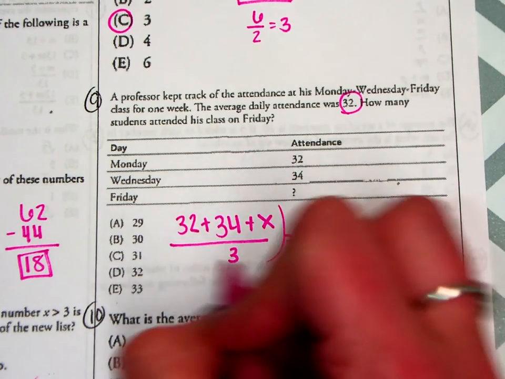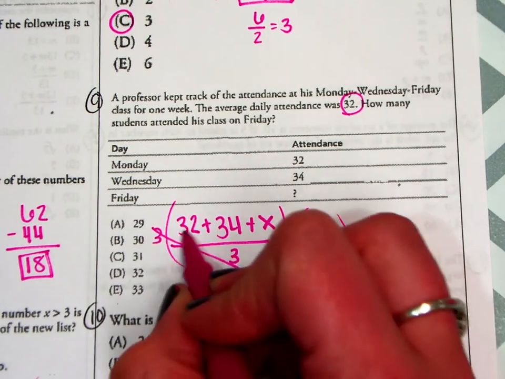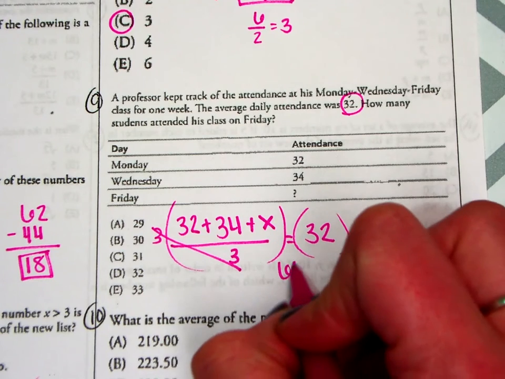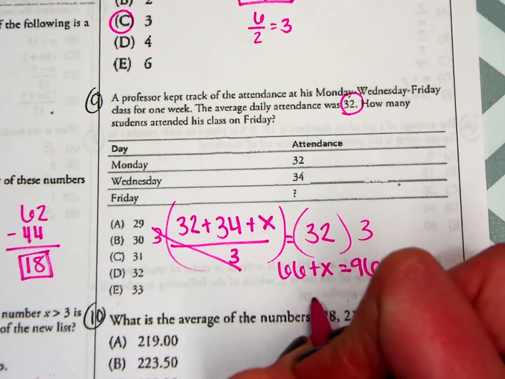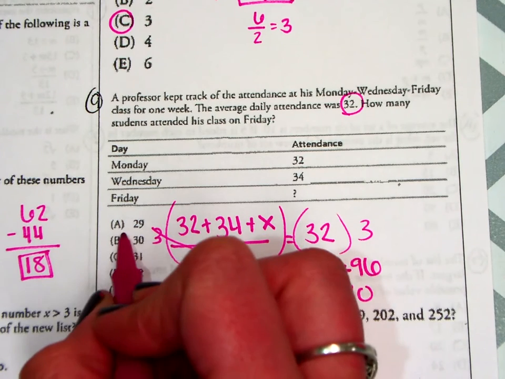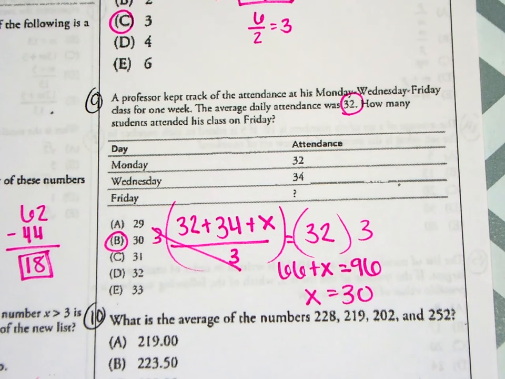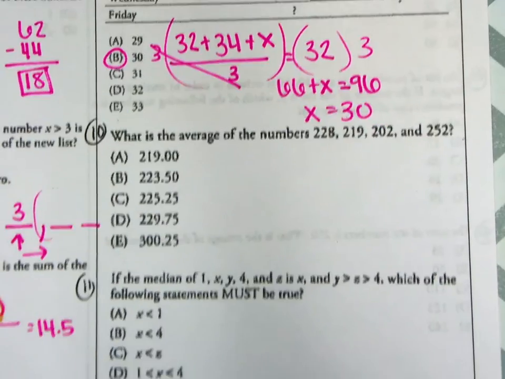Well, I'm going to clear the fraction by multiplying by 3. So I'm left with 32 plus 34, which is 66, plus x equals 96. When I subtract 66, I get 30. So he has 30 students attend class on Friday. A lot of these average problems are just you working with the numbers and working with the formula. Drawing the formula and writing it down is going to make these problems a lot easier.